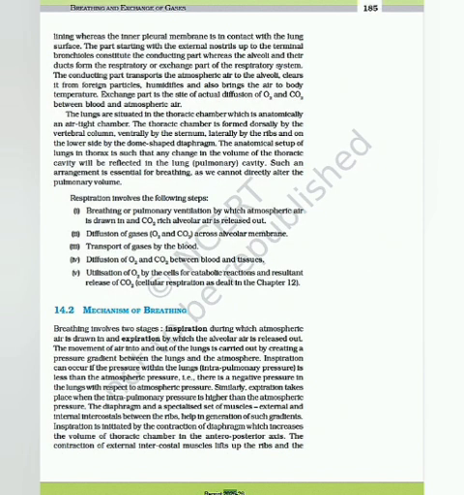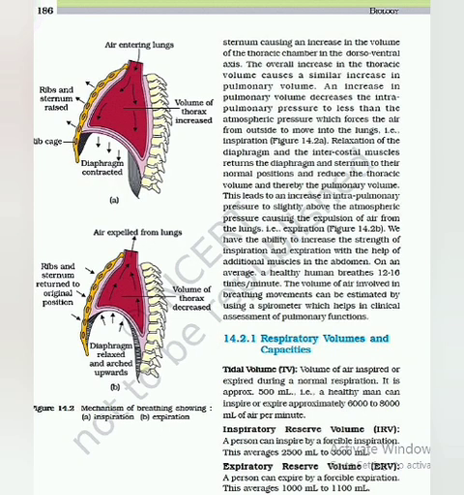The diaphragm and a specialized set of muscles, external and internal intercostals between the ribs, help in generation of such a gradient. Inspiration is initiated by the contraction of the diaphragm, which increases the volume of the thoracic chamber in the anteroposterior axis. The contraction of external intercostal muscles lifts up the ribs and the sternum, causing an increase in the volume of the thoracic chamber in the dorsoventral axis. The overall increase in the thoracic volume causes a similar increase in the pulmonary volume. An increase in pulmonary volume decreases the intrapulmonary pressure to less than the atmospheric pressure, which forces the air from outside to move inside the lungs, that is inspiration.